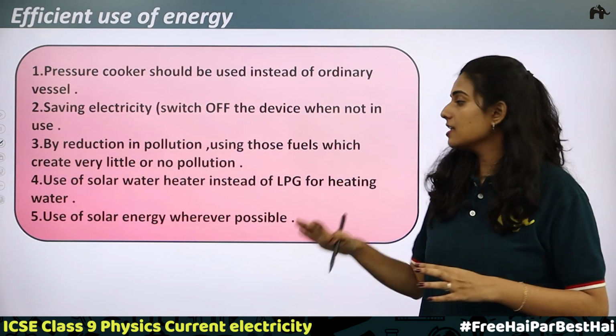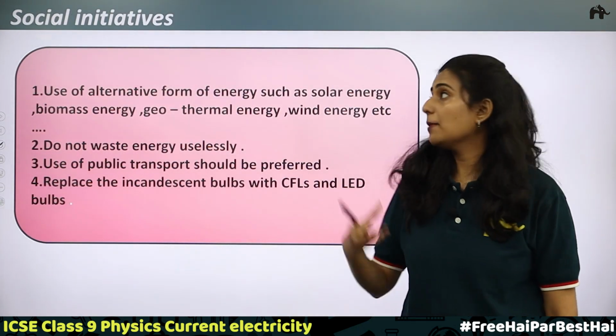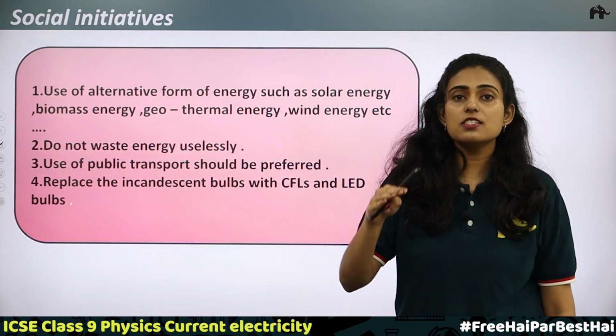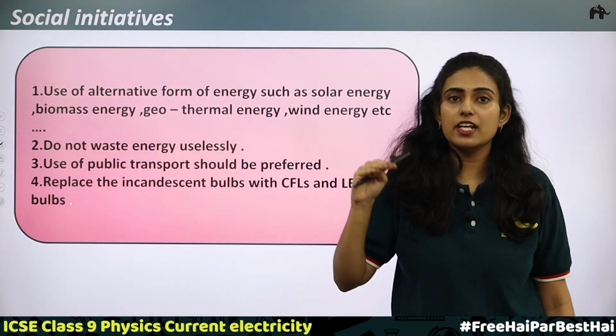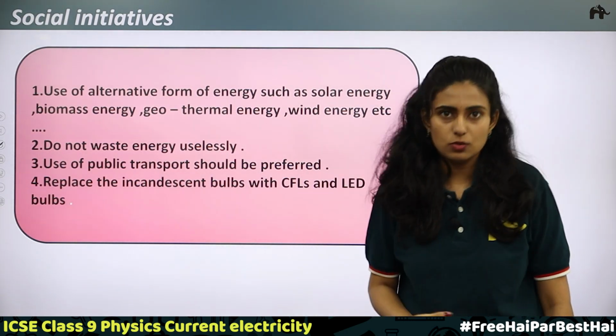Okay, because solar energy will never come to an end. Social initiatives. Due to rapid growth, urbanization and industrialization, the use of energy is increasing. This is leading to a decrease in the energy available for the future. So some social initiatives should be taken for the efficient use of energy.